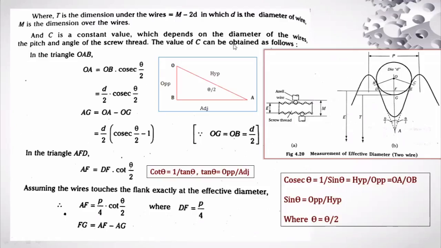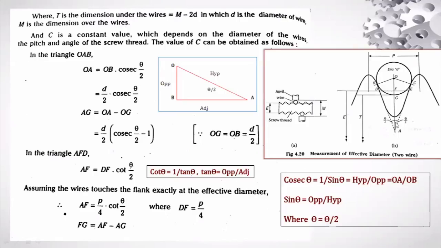Now, how to obtain the value of C? Because E is equal to T plus C is the equation, that C value, the constant value, how to obtain it? Here we have to consider the triangle OAB. You can see the screen on this side, OAB. I hope all of you can see the screen, right? That triangle here I have considered. You can see this red color triangle here. I have taken it as OAB, right?